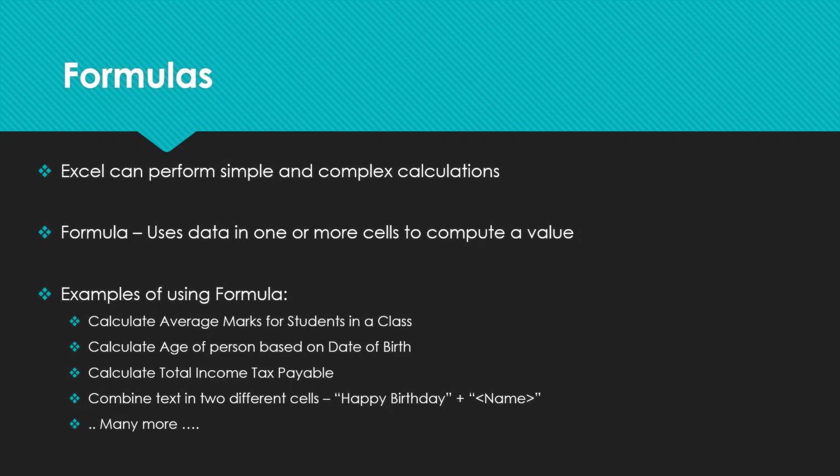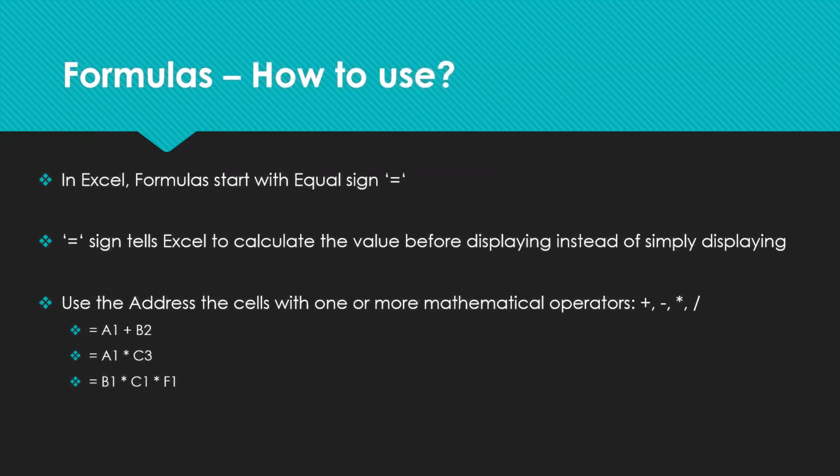So there are some examples that can be used. We can calculate average marks of students in a class, calculate average age of a person based on date of birth, calculate total income tax payable, combine text from two different cells, like happy birthday plus name. So it's kind of a string or word manipulation. So we can do several things. Not only can we work on numbers, but as shown here, we can work on text also. We can combine text, or split text. There are predefined formulas available, and we can also write our own formulas in the formula bar.